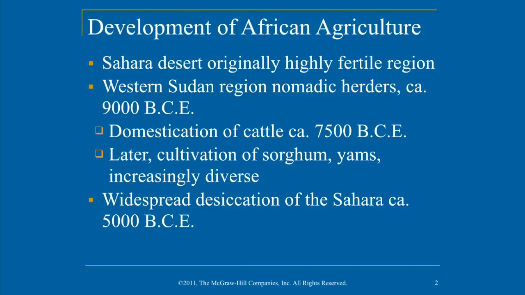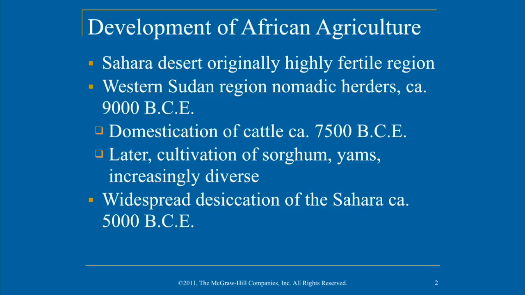All right, so first up we have the development of African agriculture. The Sahara Desert was originally a highly fertile region. It was an area that was supportive to crops and to farms, but in the Western Sudan region, nomadic herders show up around 9000 BCE. They domesticate cattle around 7500 BCE, and they later cultivate sorghum, which is like a type of what you would think of like wheat, and they have yams. Increasingly diverse types of grain and different types of food are grown there.